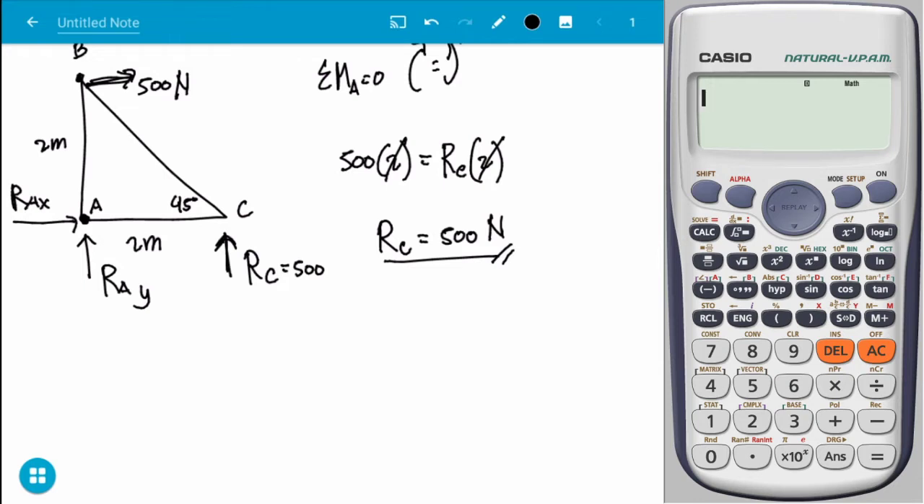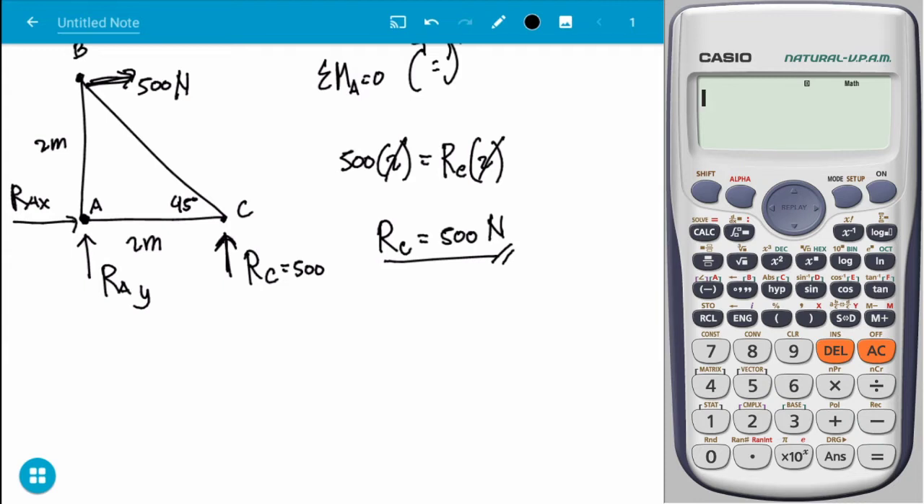Now, to solve for RAY, guys, you can actually sum up moments din dito sa C. Bakit? Tingnan nyo ha, I'm trying to solve for RAY. If I will try to solve for RAY, I will sum up moments kung saan mag-intersect yung dalawang ibang supports. Okay, so nakuha na natin yung RC na 500. Now, gaya nga ng sabi ko, I will try to sum up moments kung saan nag-intersect ang RAX and RC, kasi I am trying to solve for RAY.